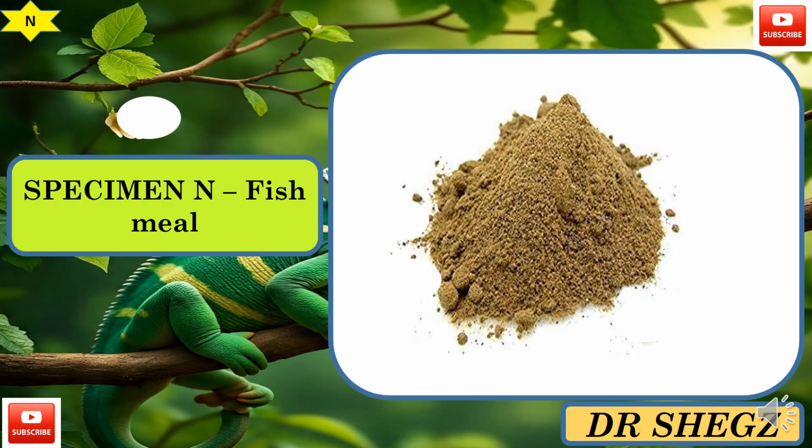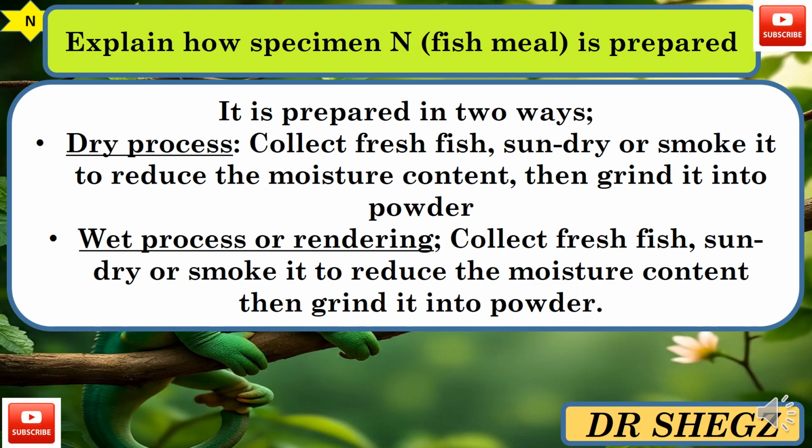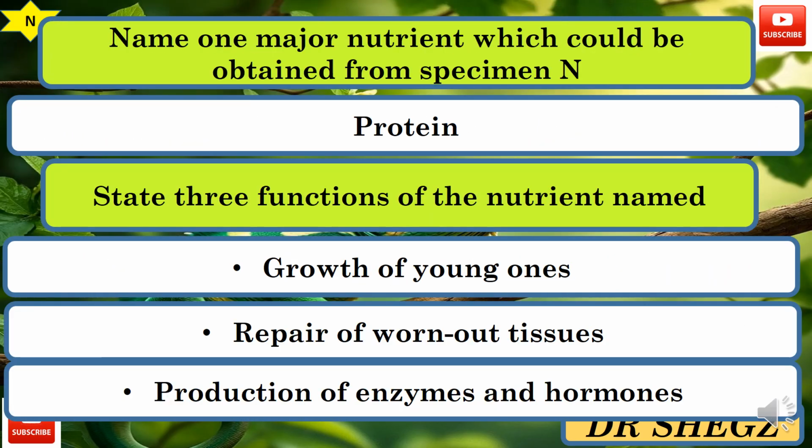Fish meal. There are 2 ways of preparing fish meal. You have the dry process and you have the wet process or rendering. So these 2 processes that are described, the dry process is described here, the wet process is described here. Name one major nutrient which could be obtained from specimen. Protein. Fish, obviously, so protein. And three functions of the nutrient named above: growth, repair of worn-out tissues, production of enzymes and hormones. All of these are functions of protein.